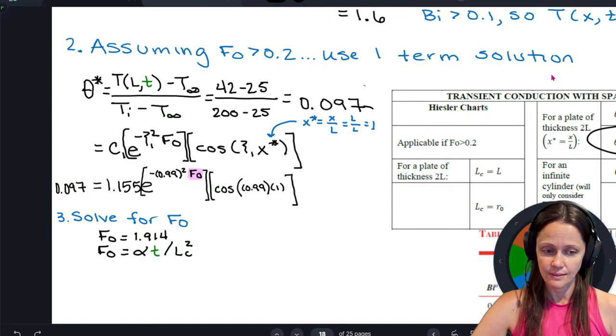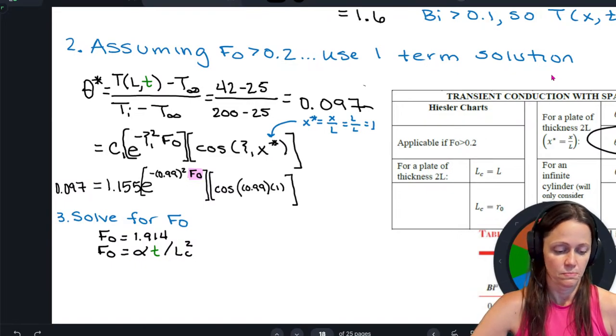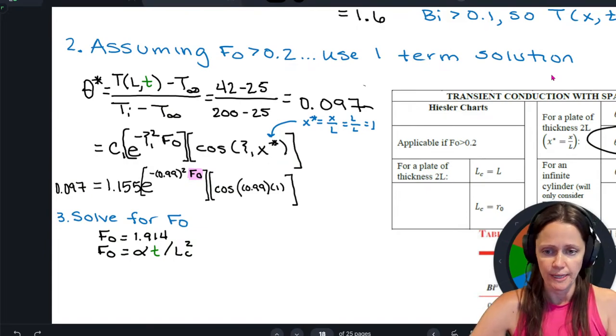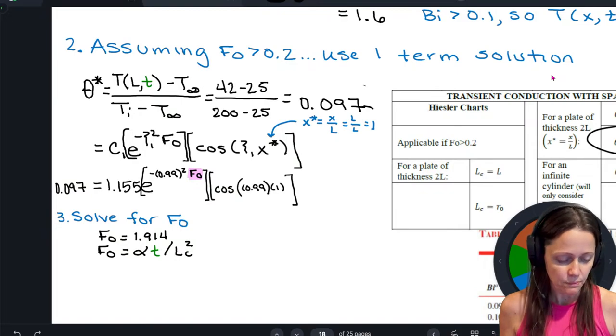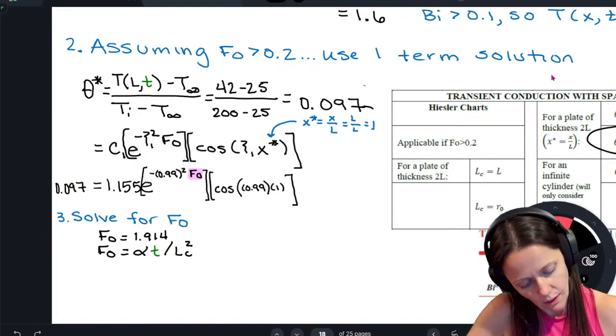Is there ever a reason why we write x star rather than just x over L? Is it just easier to write x star? Or will it change to be like r over or x over R or something? No, that's just the way it's defined. If you'd rather just not write x star and you want to write x over L, that's fine. Okay. Cool.